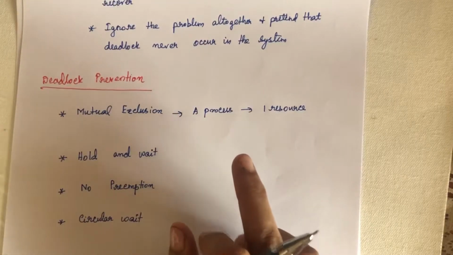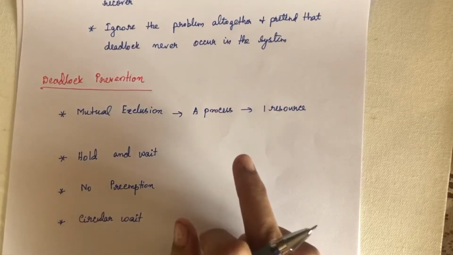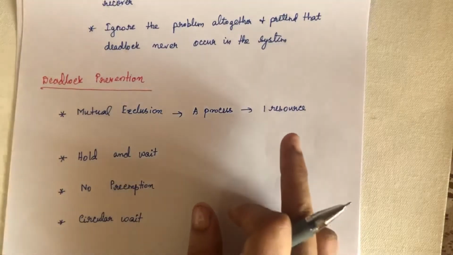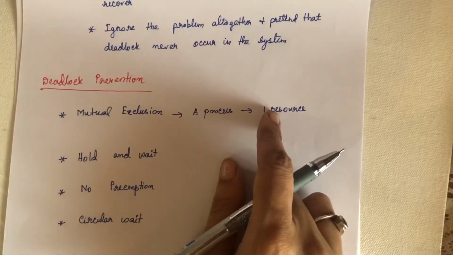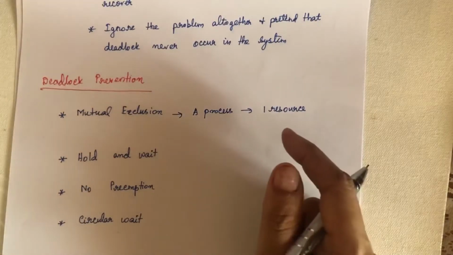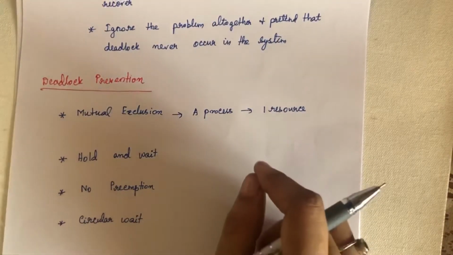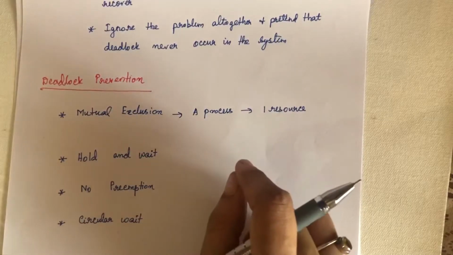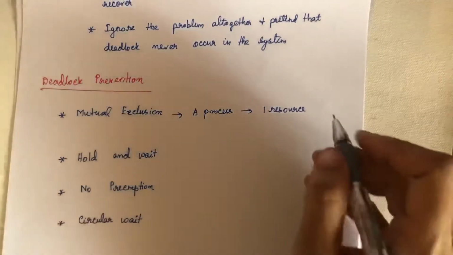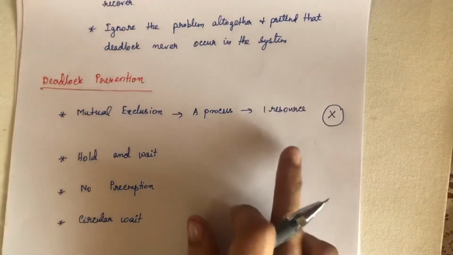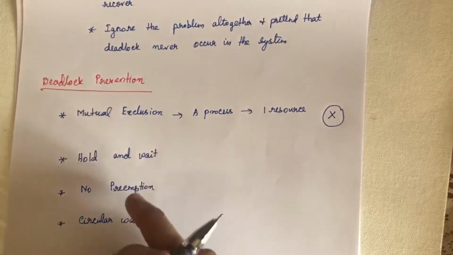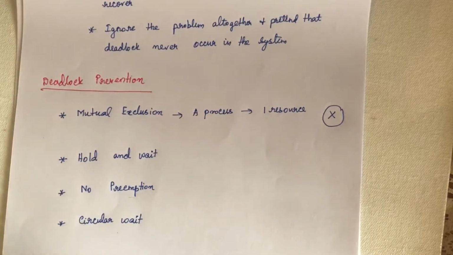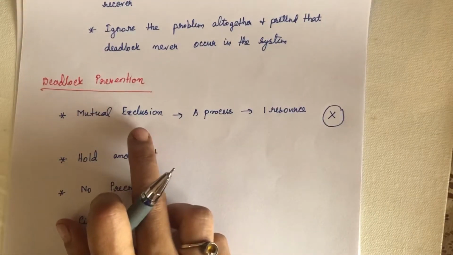I'll tell you with an example like a printer. In the case of a printer, only one process can use that printer at a time. If 2 processes are using the printer at the same time, then you will get a wrong result. So by default in all systems, all the resources are non-shareable. So we cannot eliminate mutual exclusion. We should consider all the 4 conditions and check whether we can eliminate any one of them or not. But by default we cannot eliminate mutual exclusion in the system.